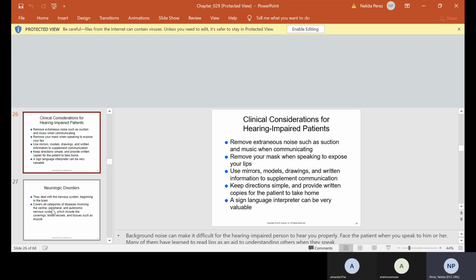You know, with many of these types of patients, whether it's the hearing impaired or the blind or visually impaired, even some of the Down syndrome patients and others, they usually come with someone.